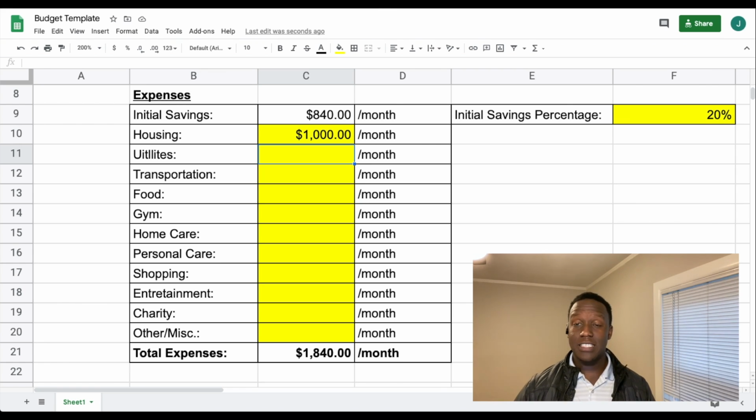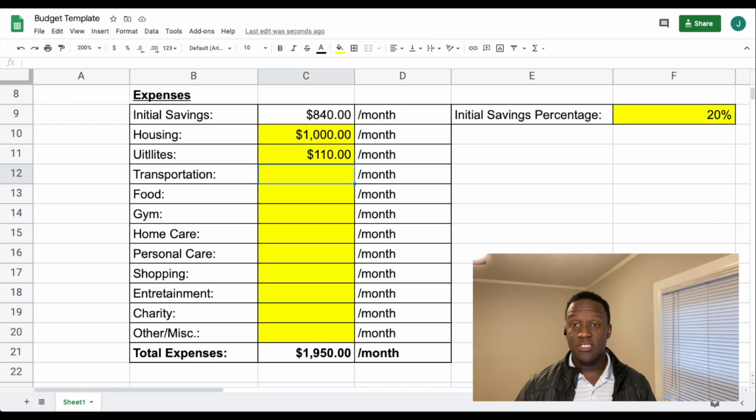Utilities, on the other hand, tend to fluctuate between the seasons. So maybe in the summer, you might spend more on electricity, but in the winter, you might spend more on gas because you've got to heat up your place. So for utilities, I'm going to hit the plus button, and for me, it usually costs about $100 a month for utilities. So I'll put $100 here. I'll multiply by 110%, and pretty much that's just to account for any fluctuations in utility prices. So I enter that, and that will be $110.